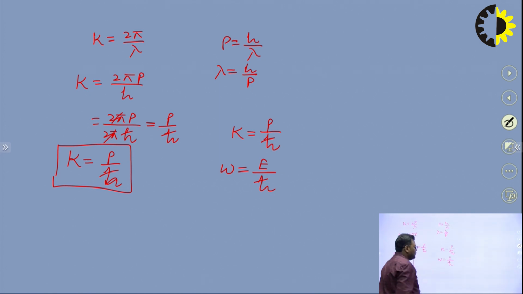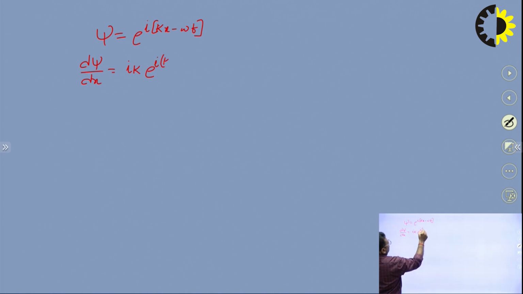With these two relationships we will start proving the Schrodinger wave equation, right, time independent. So we have psi is equal to e to the power i(kx minus omega t). If I differentiate this equation with respect to x, then d psi by dx will be equal to i into k into e to the power i(kx minus omega t), right?